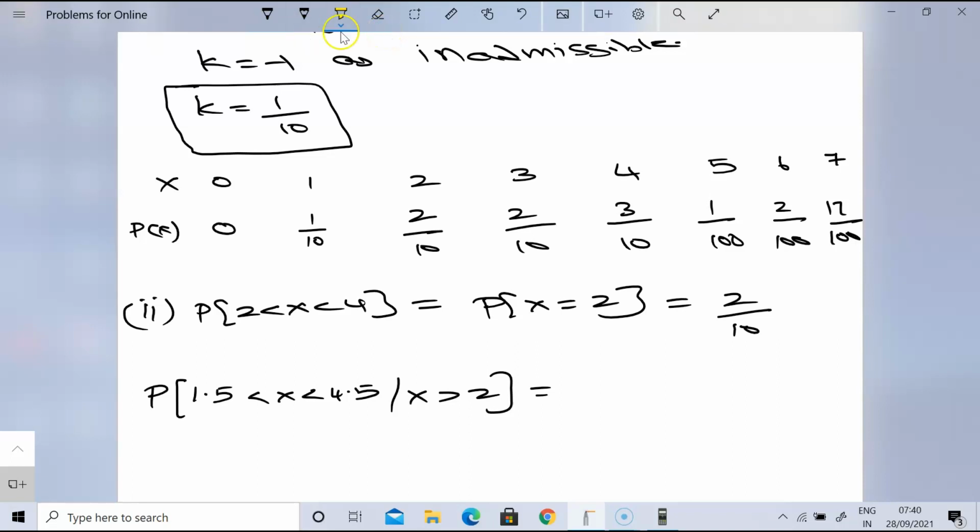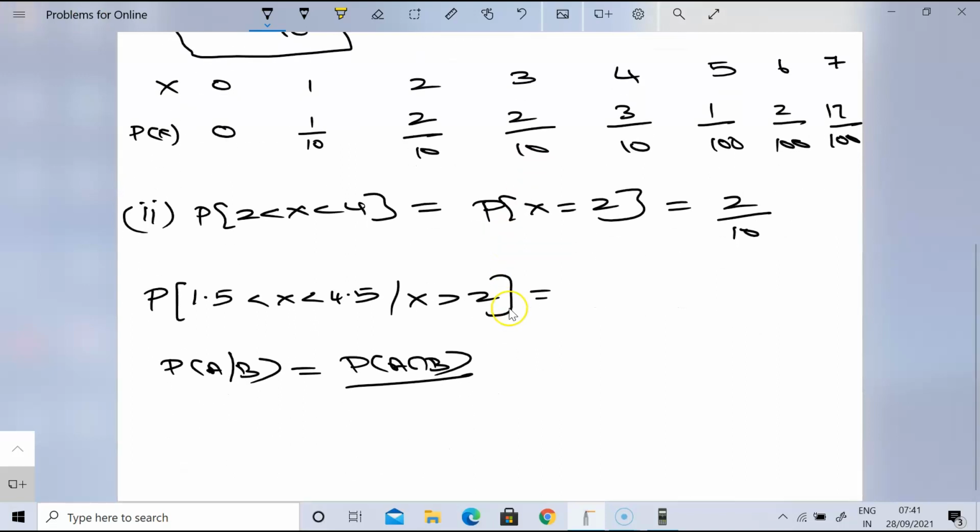Now if you notice, this entire highlighted part I can take as A, and this entire highlighted part I can take as B. One is A and another one is B. So what does A given B mean? You might have heard this rule. I will write it for you. Probability of A given B is probability of A intersection B divided by probability of B.